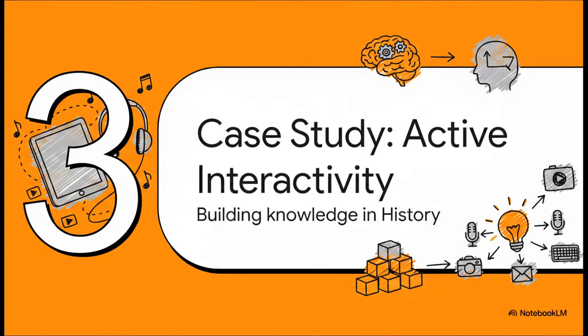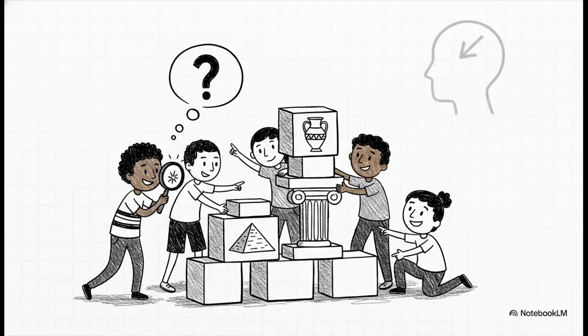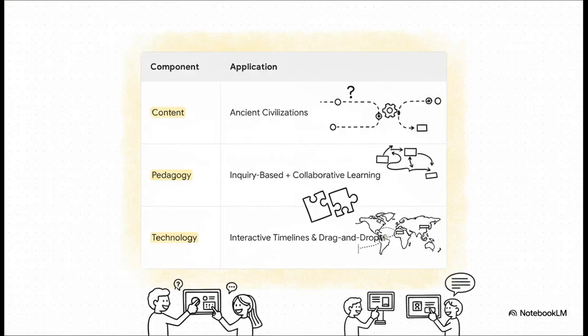All right, for our last case study, we're going to talk about something awesome: turning students from just passive consumers of information into active builders of their own knowledge. Let's head to a history class. This is Sophia, and she does not want her students to just memorize a bunch of dates about ancient civilizations. She wants them to be historians, to explore, to ask big questions, and to build their own understanding of the past.